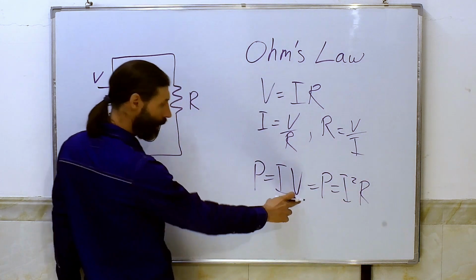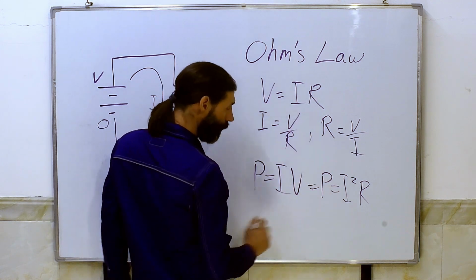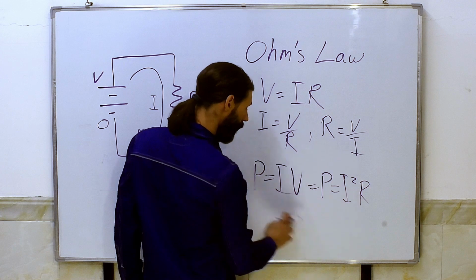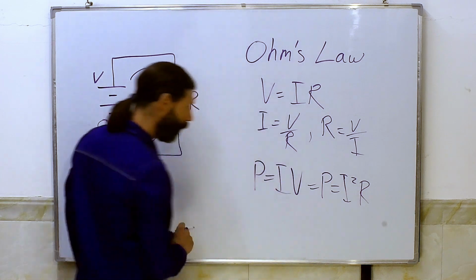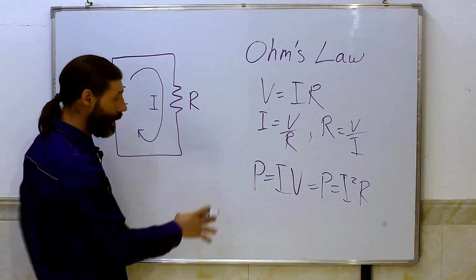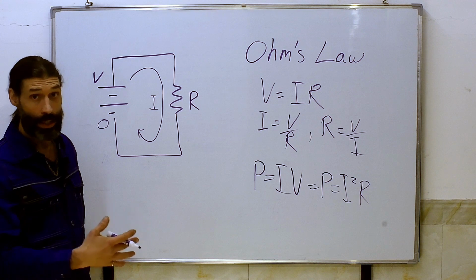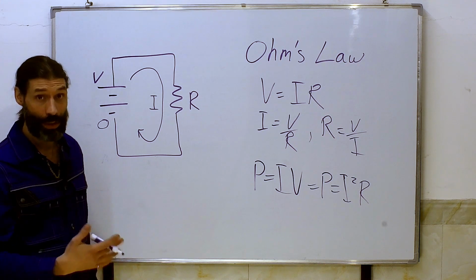All we've done is substitute the definition of V, IR, in here, and we get I squared R. But it's the same thing. Power is current times voltage. Now, what does that actually mean? Well, power is the rate at which electrical energy is leaving the electrical circuit.